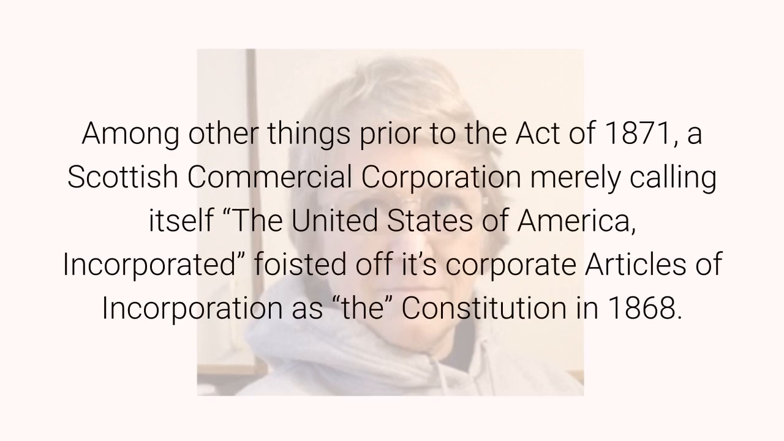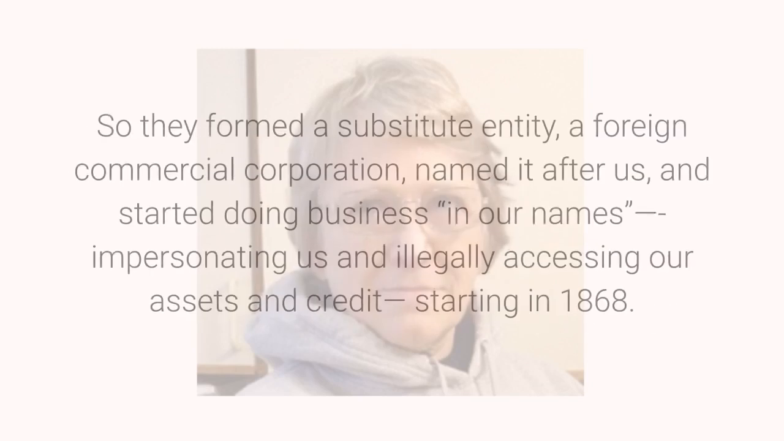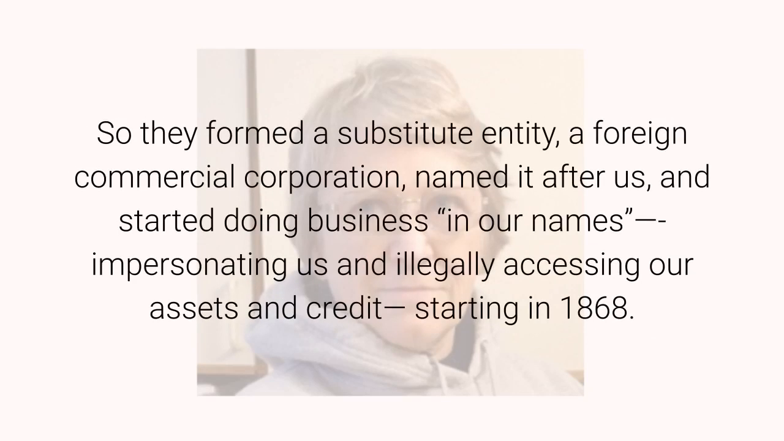Among other things, prior to the Act of 1871, a Scottish commercial corporation merely calling itself the United States of America, Incorporated, foisted off its corporate Articles of Incorporation as the Constitution in 1868. So they formed a substitute entity, a foreign commercial corporation, named it after us, and started doing business in our names, impersonating us and illegally accessing our assets and credit, starting in 1868.